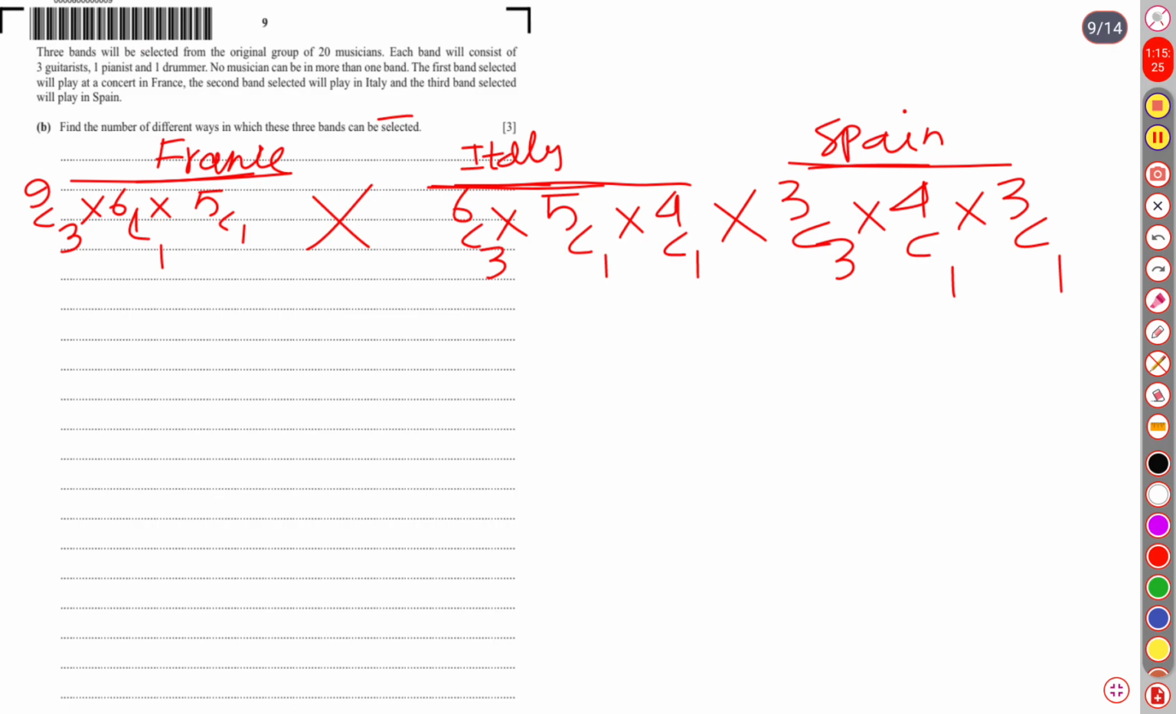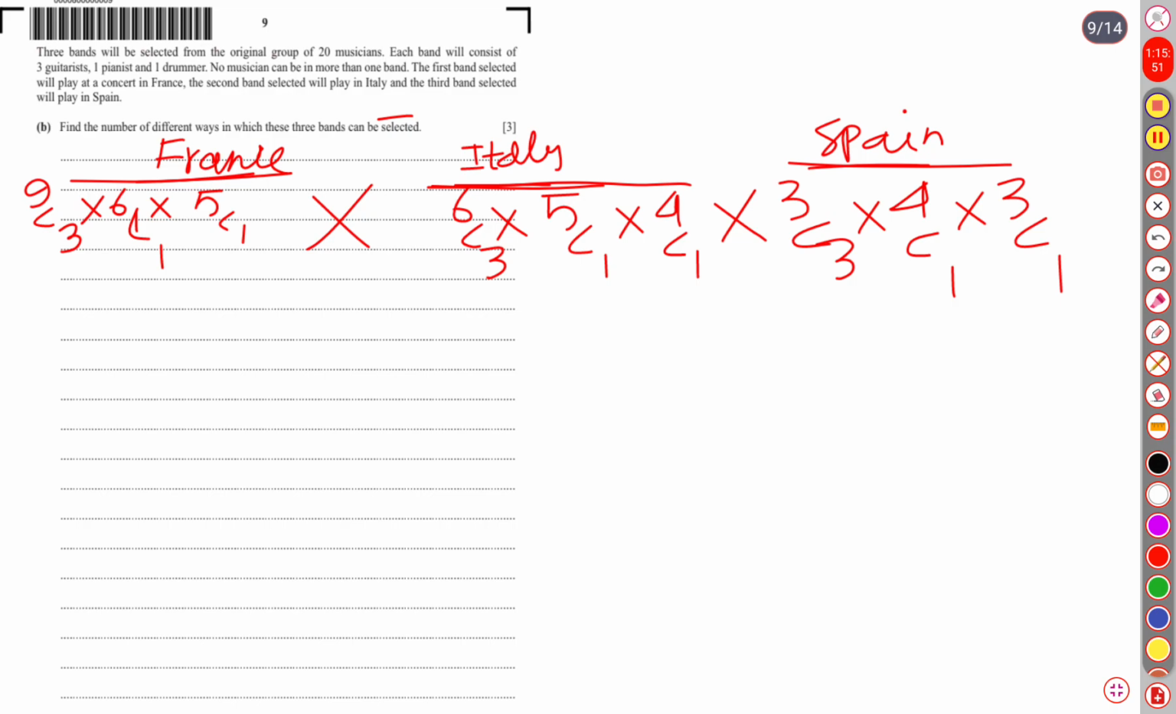So it is not either France or Italy or Spain, not in this way. Simultaneously all of them are being formed together. Whenever it is actually "and", not "or": band for France, and band for Italy, and band for Spain. It is not like the band for France or band for Italy or band for Spain. All of them have been formed together.